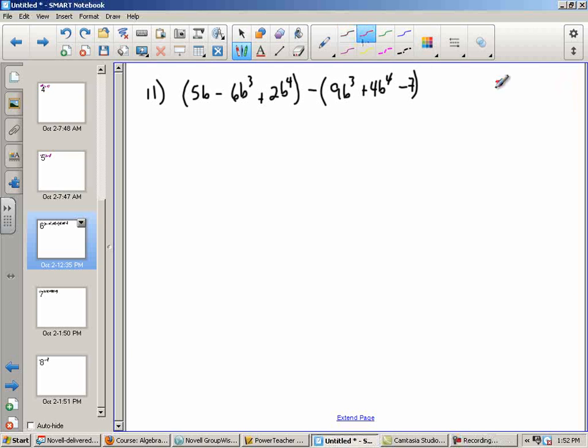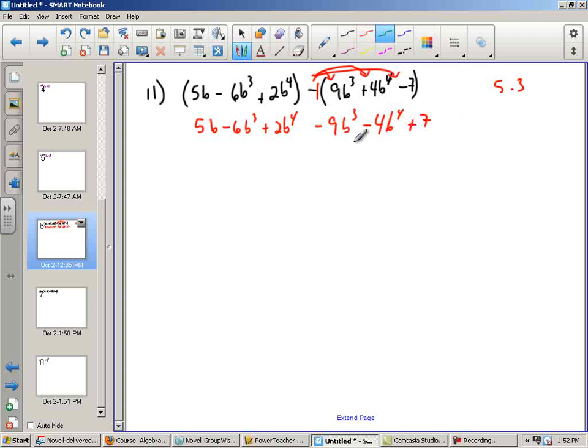Okay, today this stuff is from 5.3, and this first section is about addition, subtraction. I see the subtraction sign in the middle, which tells me I should distribute the negative so that I can just combine like terms. That gives me 5b minus 6b to the third plus 2b to the fourth minus 9b to the third minus 4b to the fourth plus 7.